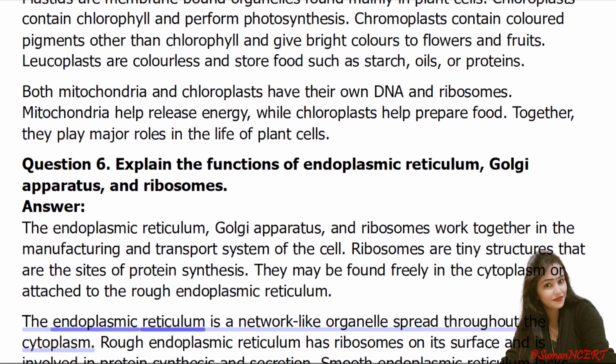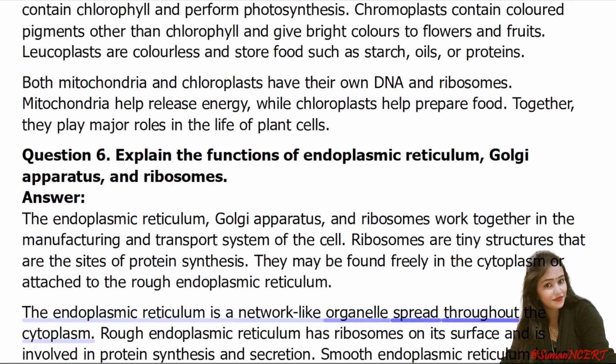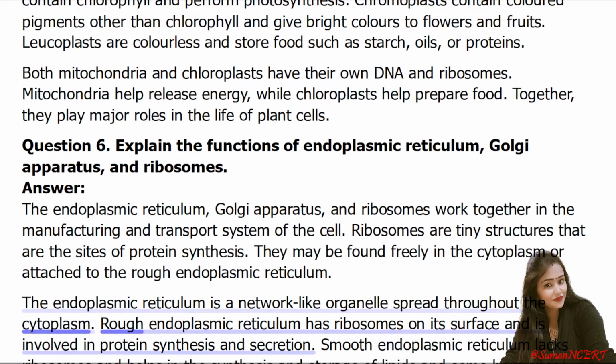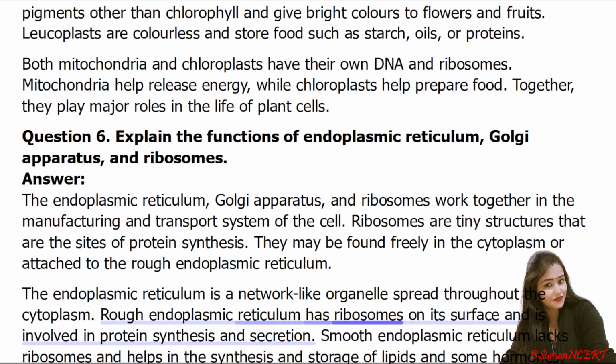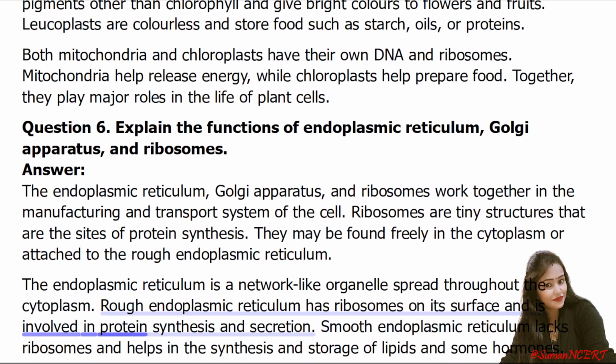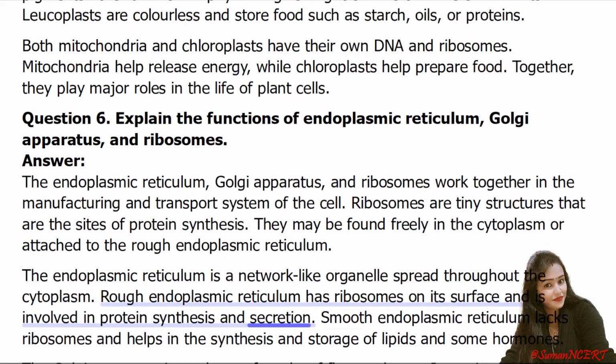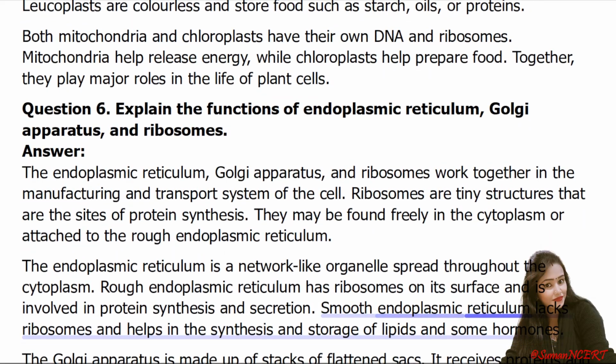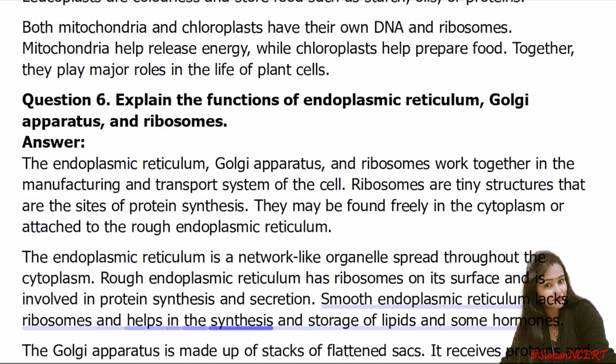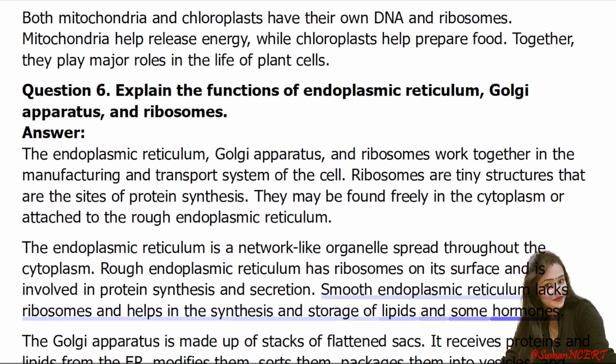The endoplasmic reticulum is a network-like organelle spread throughout the cytoplasm. Rough endoplasmic reticulum has ribosomes on its surface and is involved in protein synthesis and secretion. Smooth endoplasmic reticulum lacks ribosomes and helps in the synthesis and storage of lipids and some hormones.